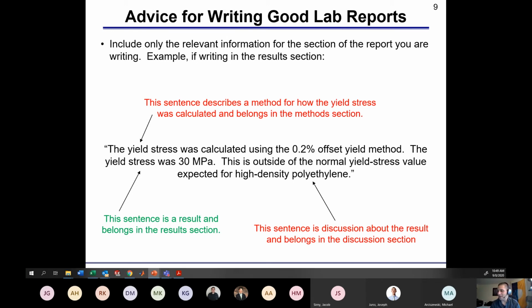This is outside of the normal yield stress value for high density polyethylene. A perfectly valid statement, but that belongs in the discussion, because it is not a result. It is not a method. You're discussing the result in its relative nature to other pieces of information that you might know. So you have to be very clear about the information that you're providing and what section it goes into.